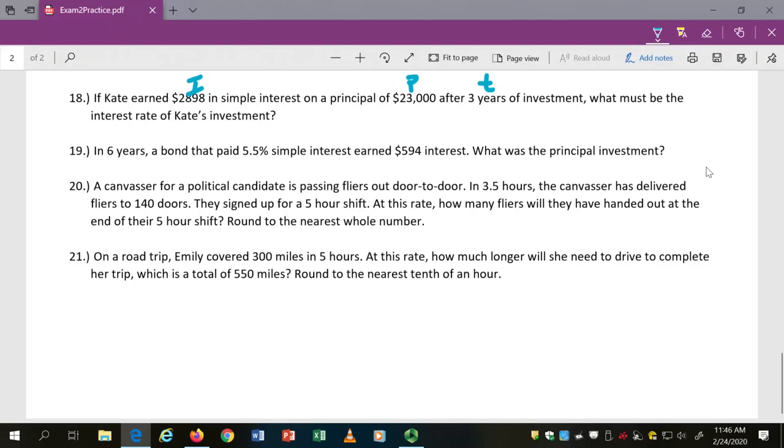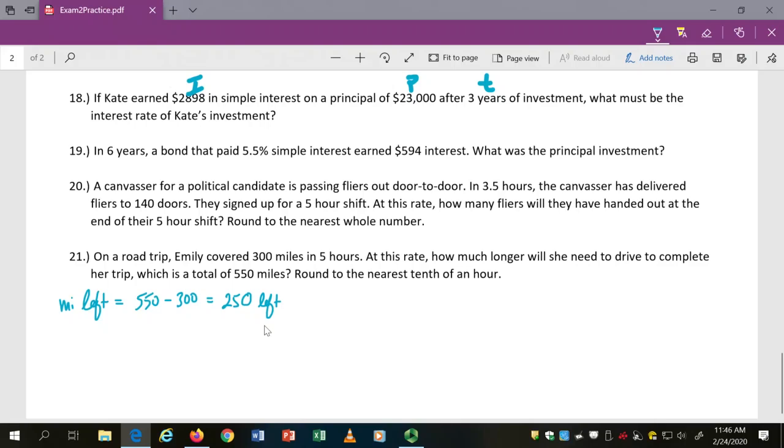This is where you can take two approaches. If you want to get directly to the answer, the easiest way to do this is just to figure out first how many miles she has left. So if she's trying to cover 550 miles and she's already covered 300, then how many miles does she have left? Yeah, 250 remaining, right?